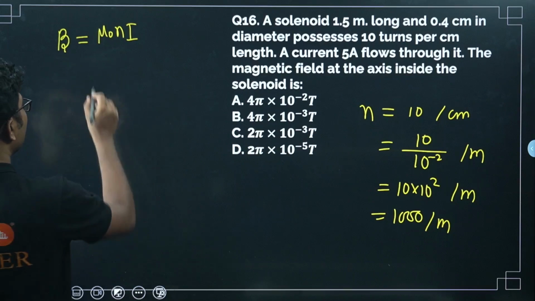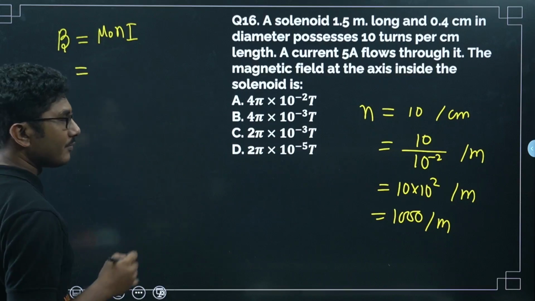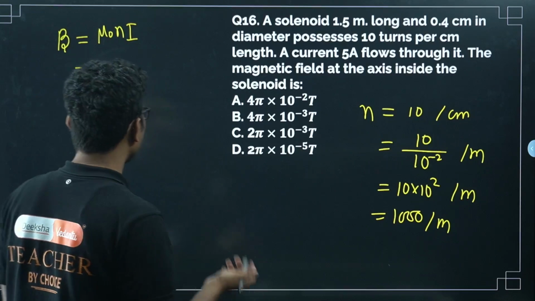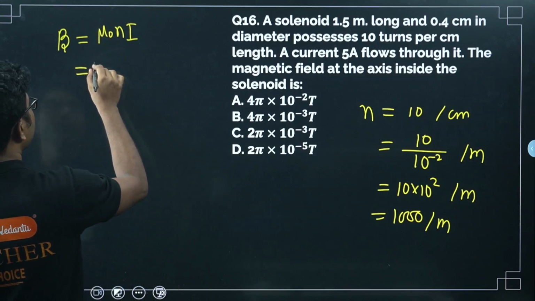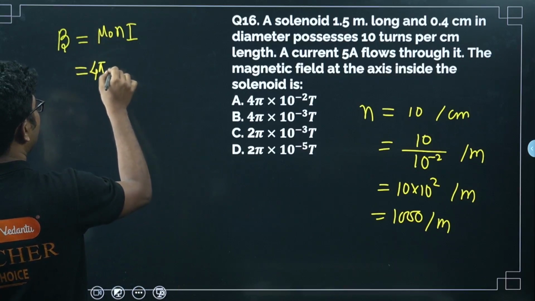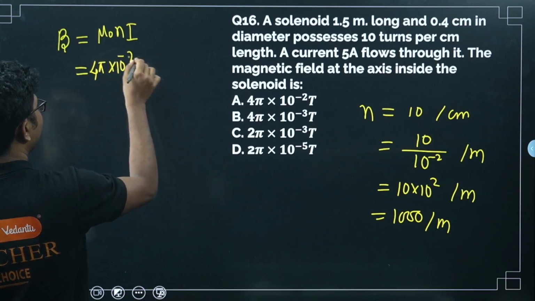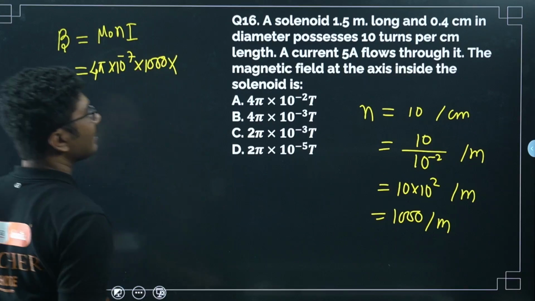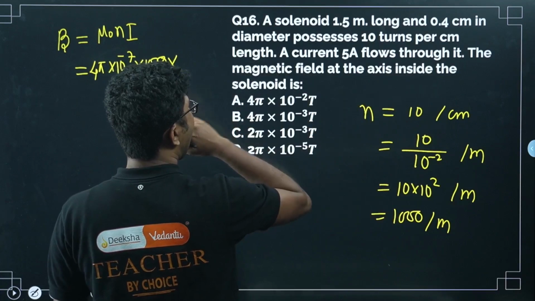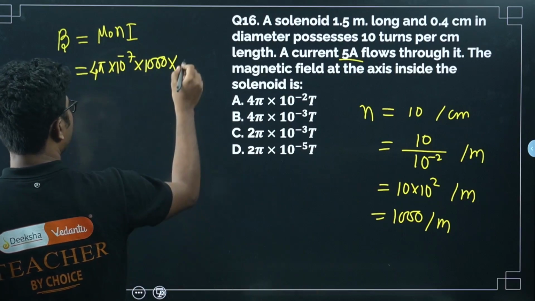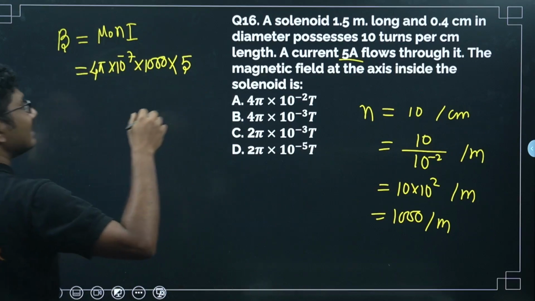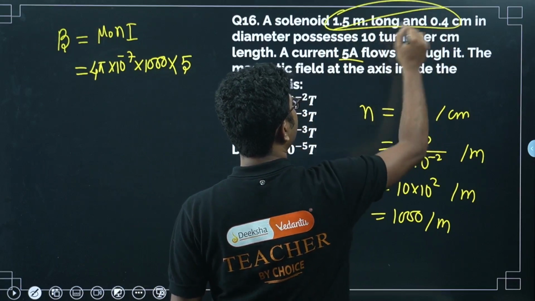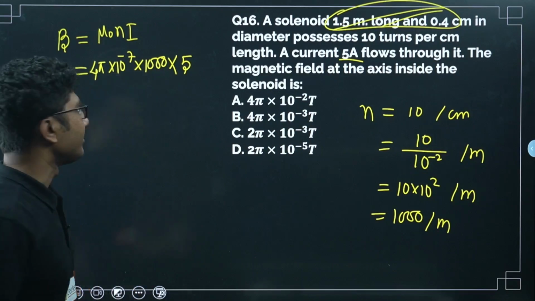n is given. Mu naught: we know that mu naught by 4 pi is 10 to the power of minus 7. I told you multiple times. So mu naught is 4 pi times 10 to the power of minus 7. n is 1000 and I is given as 5 ampere. And this other information is basically to confuse you. It is not required to solve this problem. It is only extra information.